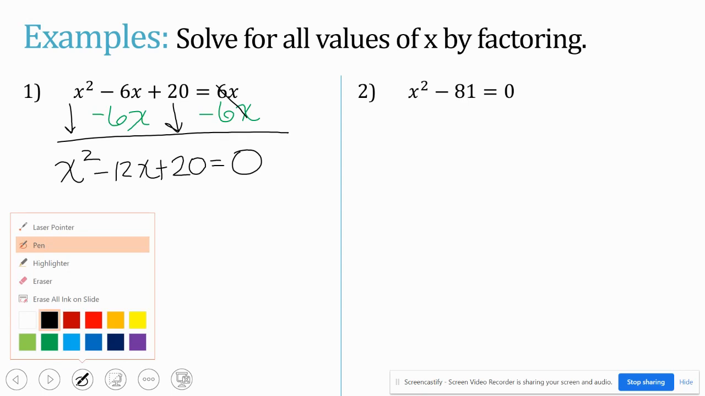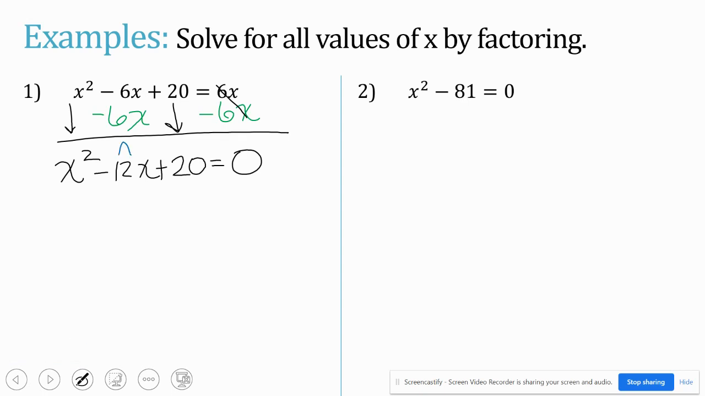From here, we're going to factor: 2 numbers that when I add them, I get negative 12. When I multiply them, I get 20. My C is positive, my B is negative. So that's telling us that both numbers have to be negative. They have to be the same sign, and it is going to be the same sign as our B term.